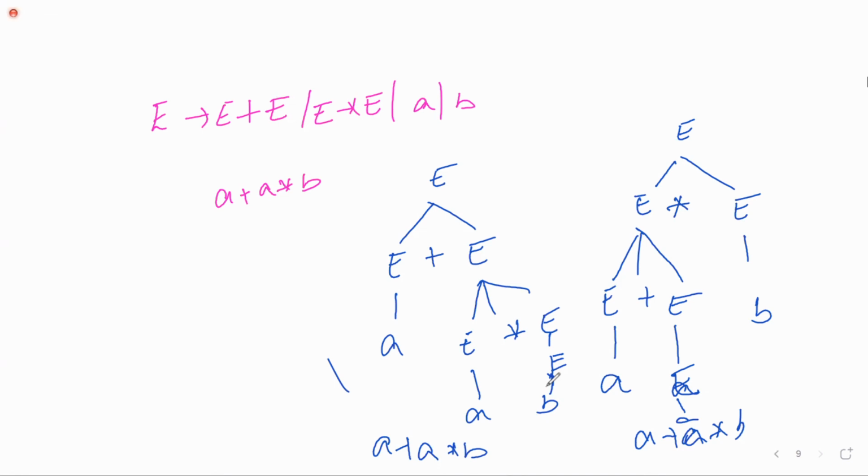Am I clear, Nalini? Is it ambiguous or unambiguous? Ma'am, can't we take E tends to A and E tends to B as two more derivations, ma'am? It will become unambiguous.